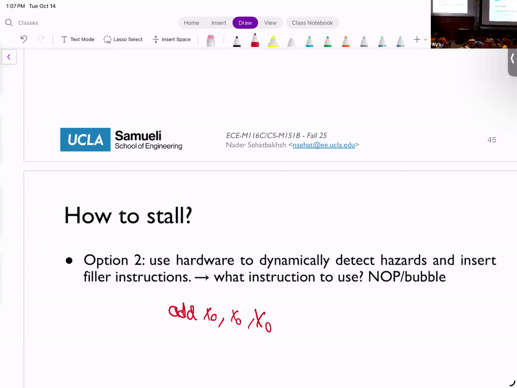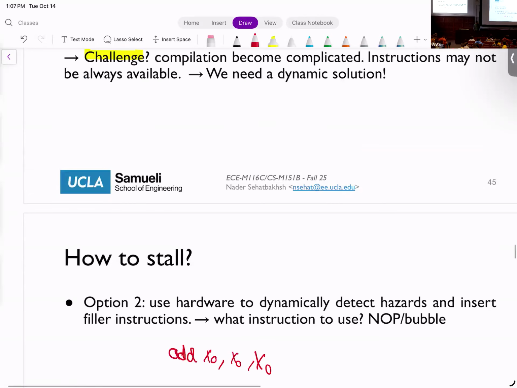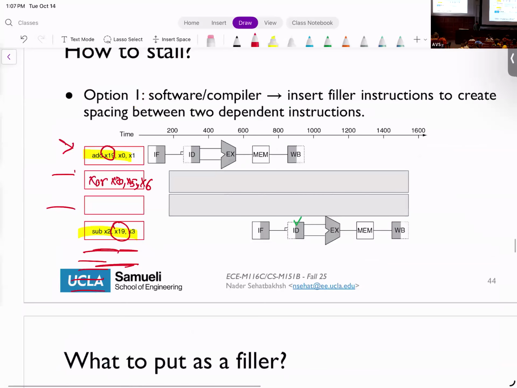This doesn't have any meaningful functionality, but whenever I see a dependency here, I insert this no-operation instruction. This is, by the way, called no-op or NOP. Some ISAs have a specific no-op instruction. Some others just use add 0, add 0, add 0. So I put those instructions in between, and then I move on with my life. Okay.